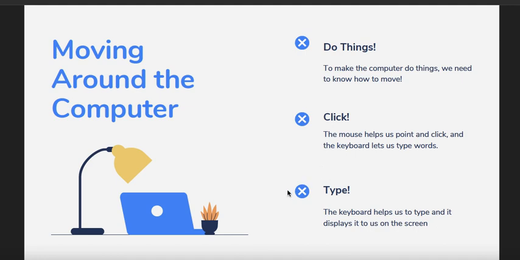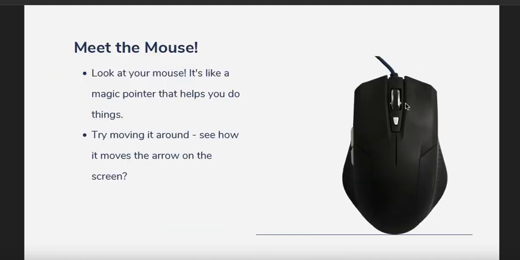Then to type, of course, the keyboard helps you to do that. So let's move on. In the class, we reminded ourselves what a mouse does and how it looks. This appears to be a wired mouse. As you can see, the wire is right here, and it basically just moves around. It has an arrow, just like what you can see on my screen right now.